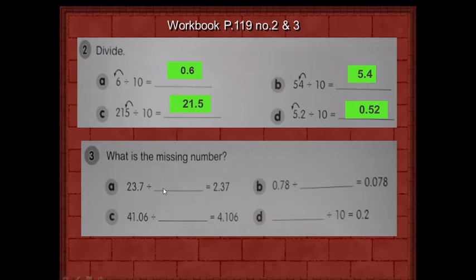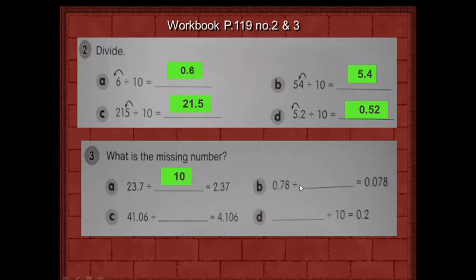23.7 is divided by what number equals 2.37? Look at this one: it is 23.7 and the answer is 2.37, so the decimal point is moving one time to the left, so it is divided by 10.